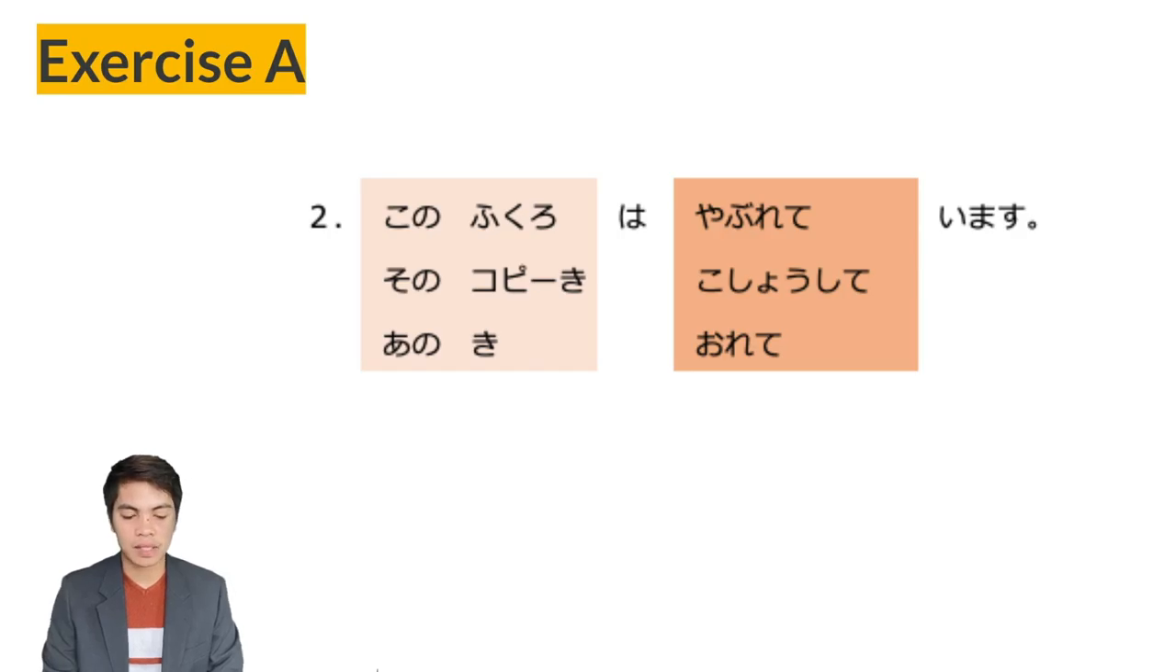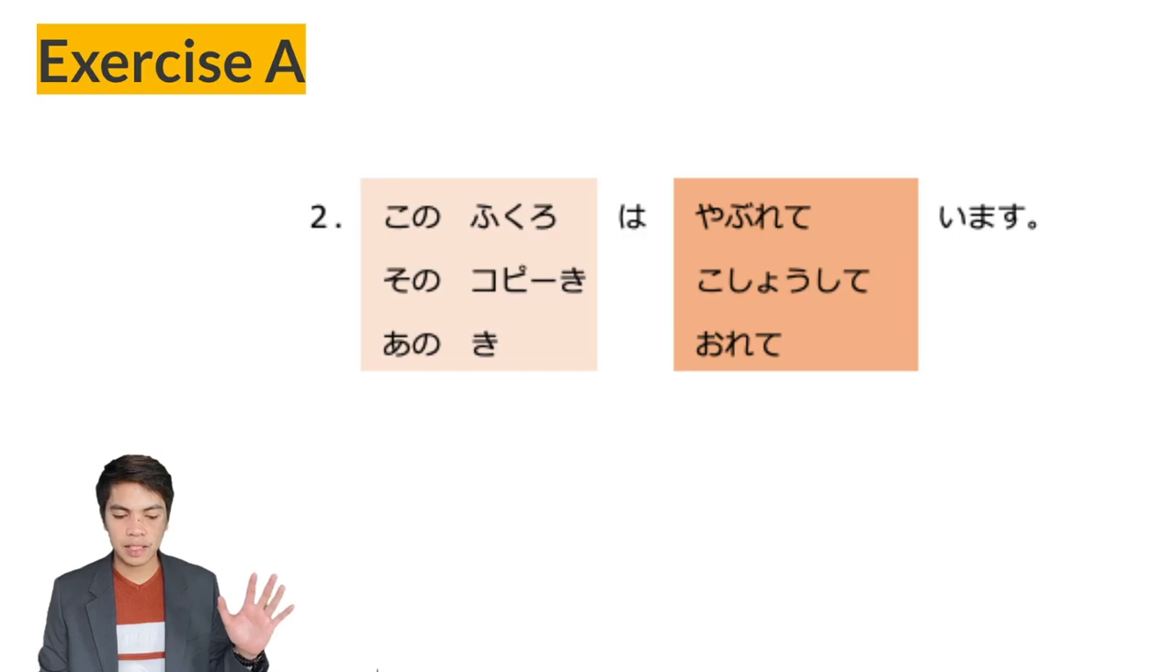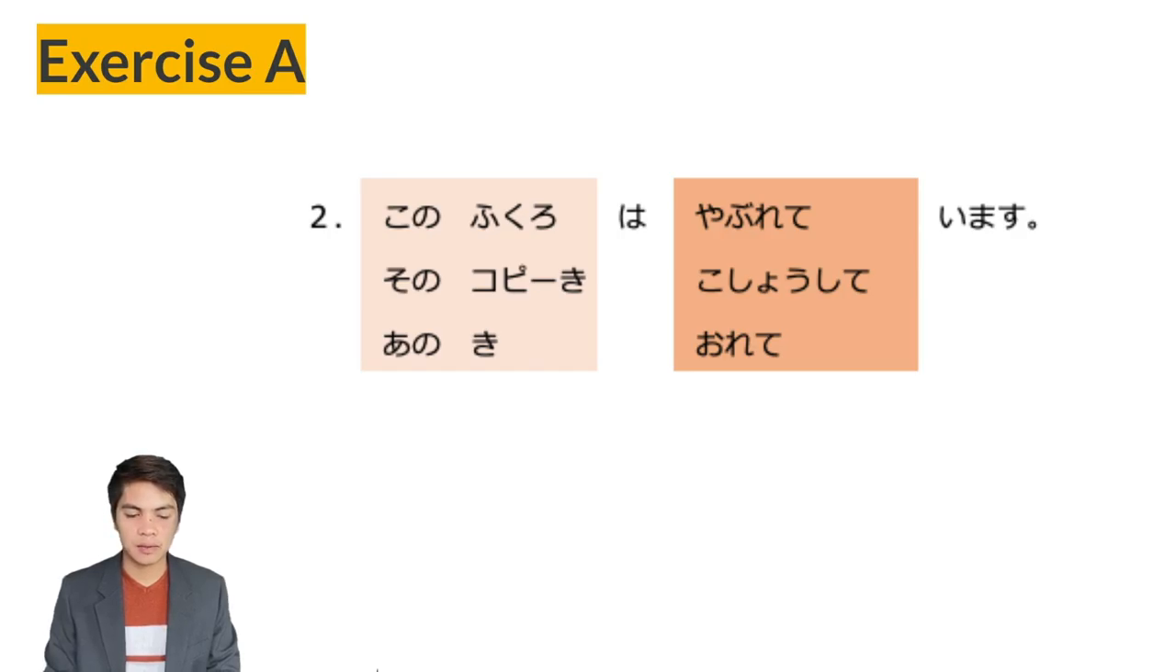Number 2, kono fukuro wa yaburete imasu. Kono fukuro wa yaburete imasu. This bag is torn. So if the bag has a hole or it's torn, you will say yaburete imasu. Next line, kono kopii ki wa koshou shite imasu. Kopii ki means copy machine. Koshou shite imasu. It's broken or it stopped working.